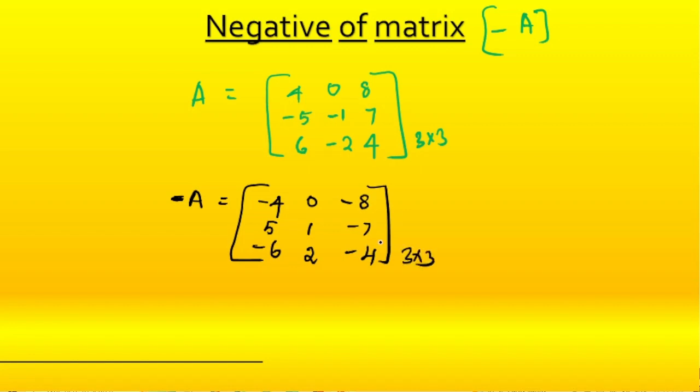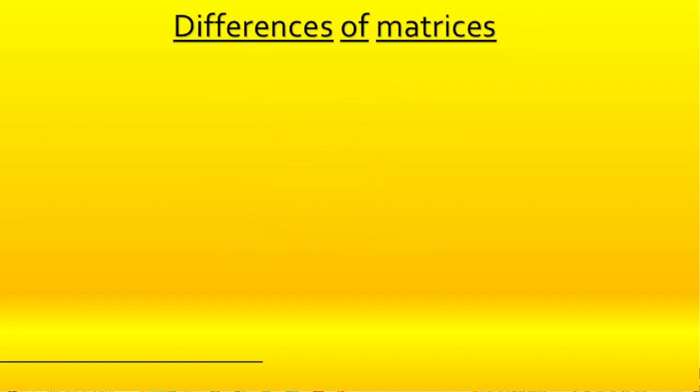No change in the order of the matrix, but the elements present in the matrix will undergo a change of sign. That means you're multiplying the negative sign to it. So when you multiply the negative sign to it, automatically the sign will change. That's it. So the negative of a matrix is nothing but, in the negative of a matrix, the sign will change for each and every element of the matrix. Clear? Okay. Next we are moving to the difference of matrices.